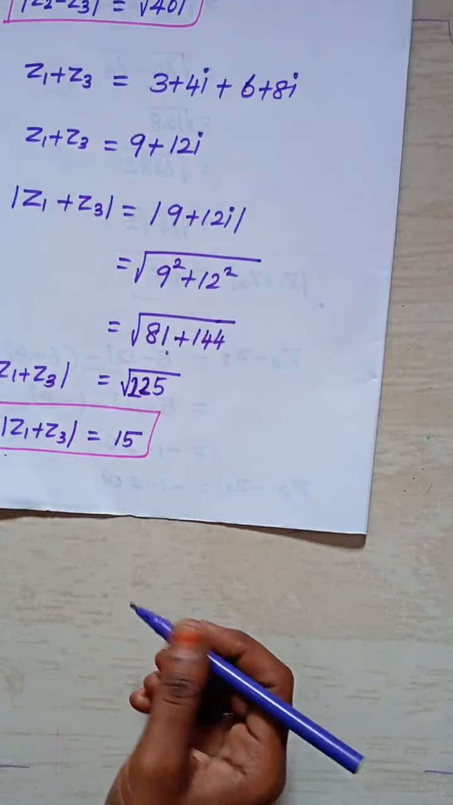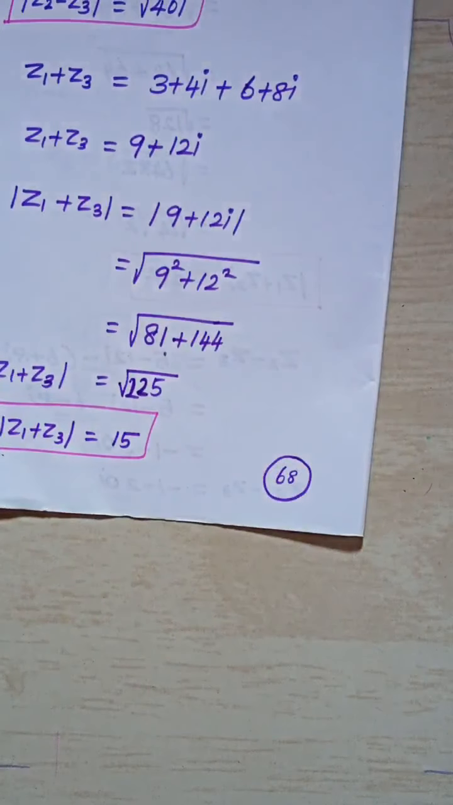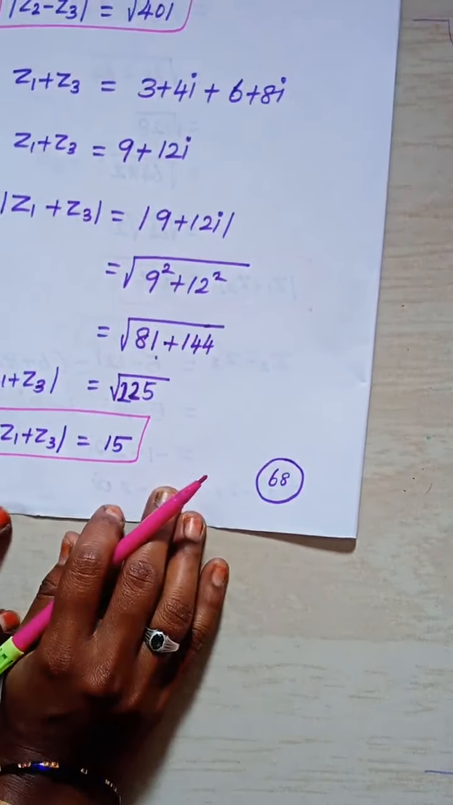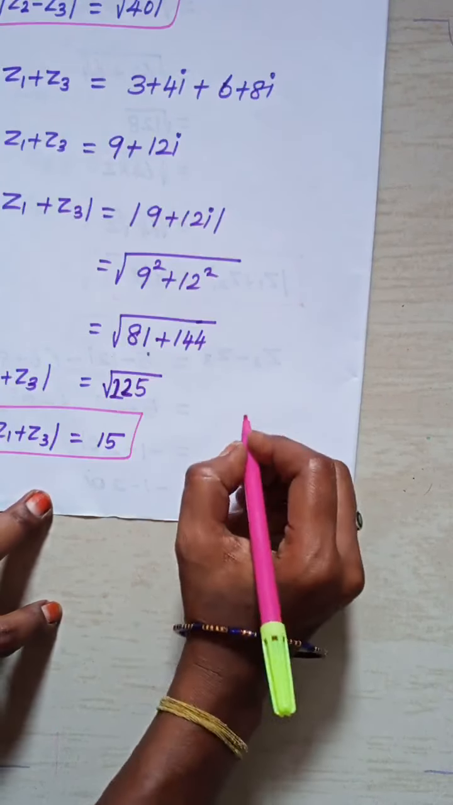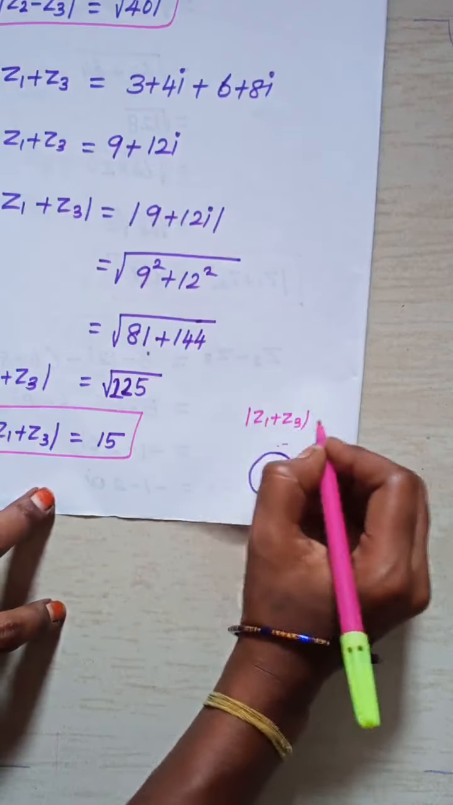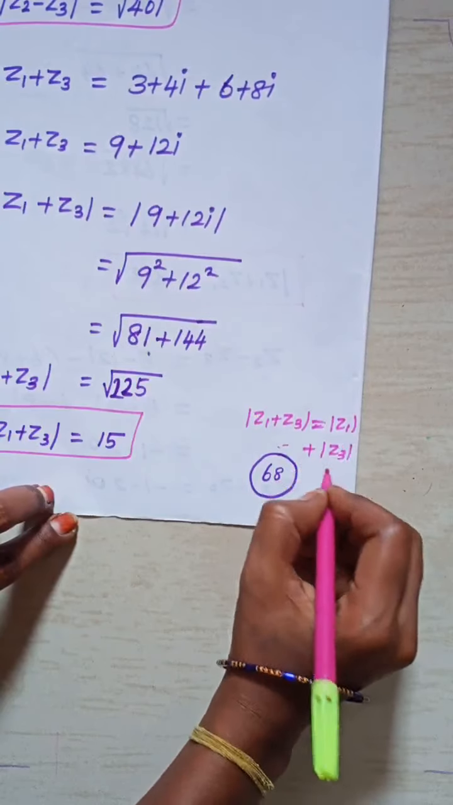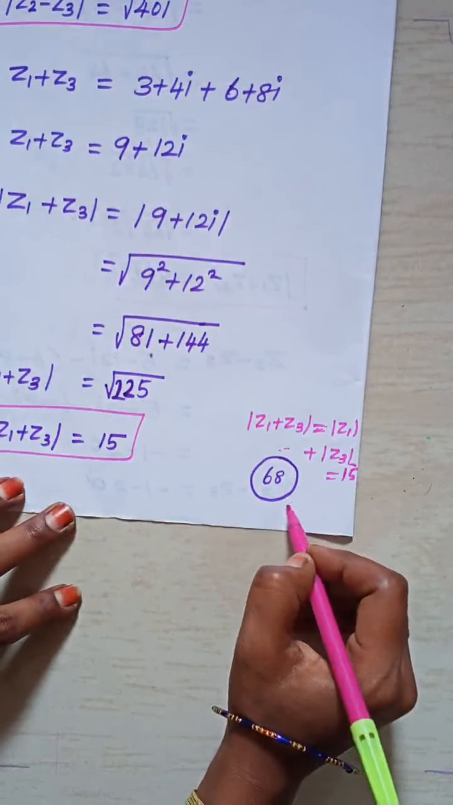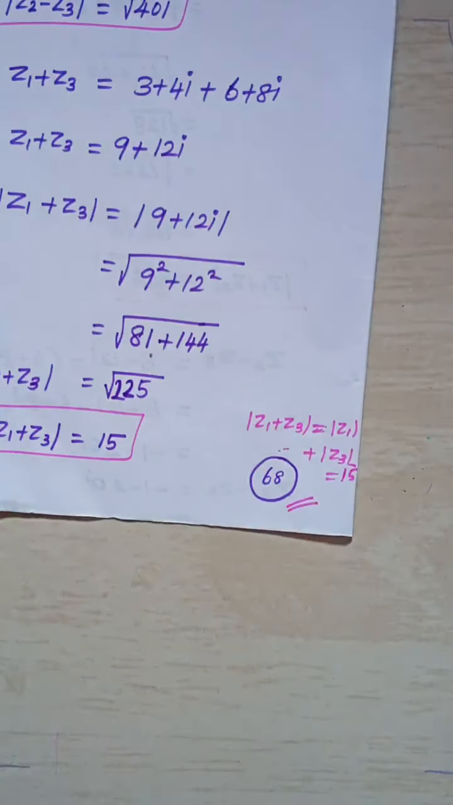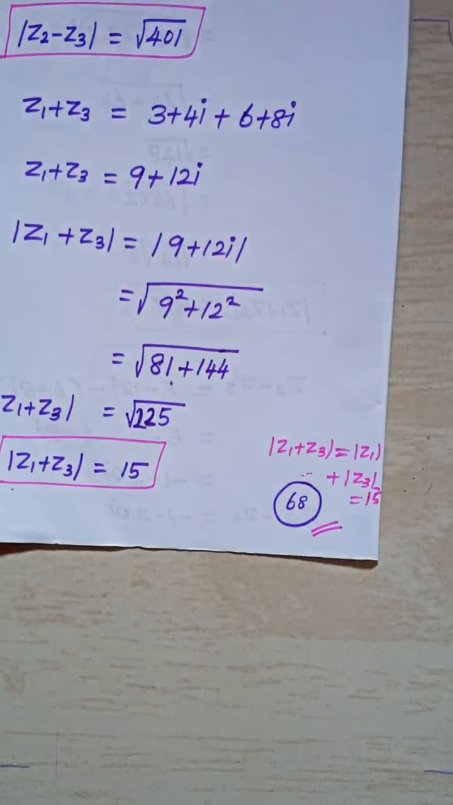See book page number 68. Ask one question, Rama. The triangle inequality is satisfied by the modulus of z1 plus z3, which is equal to 15. Why? Any reason? Tell your answers. Any reasons, Rama?